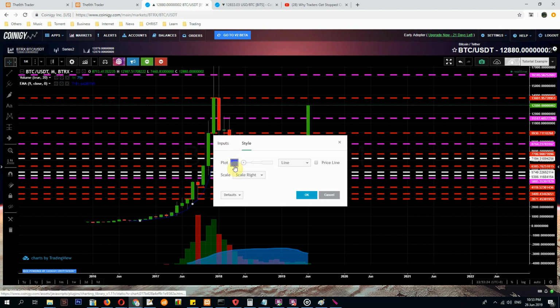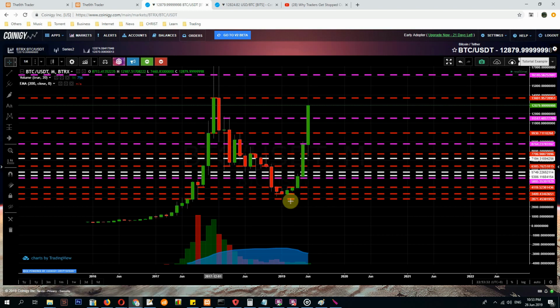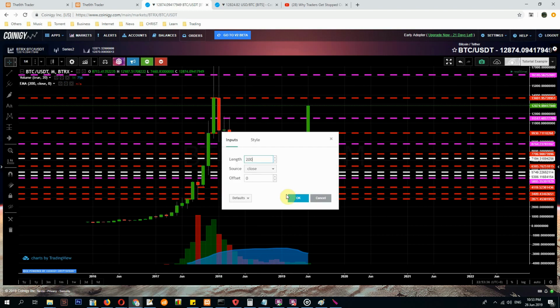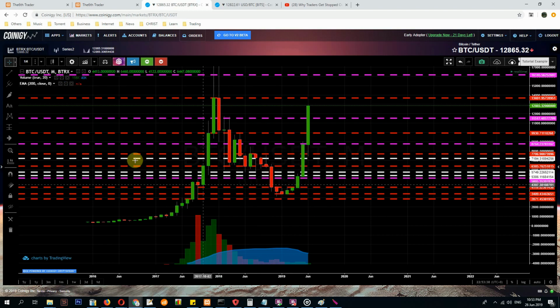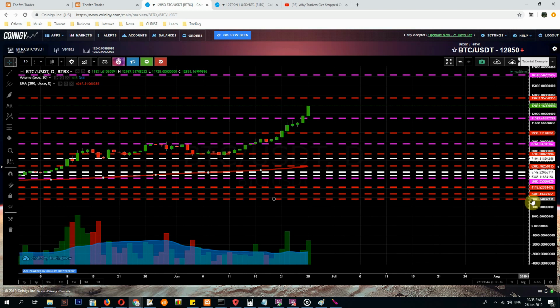For this one, let's start with the red. This is the 200. Okay, done. Oh, sorry. It can't be 200 because we're lacking candles. Let's just go to the daily. Alright, let's go to daily. There.